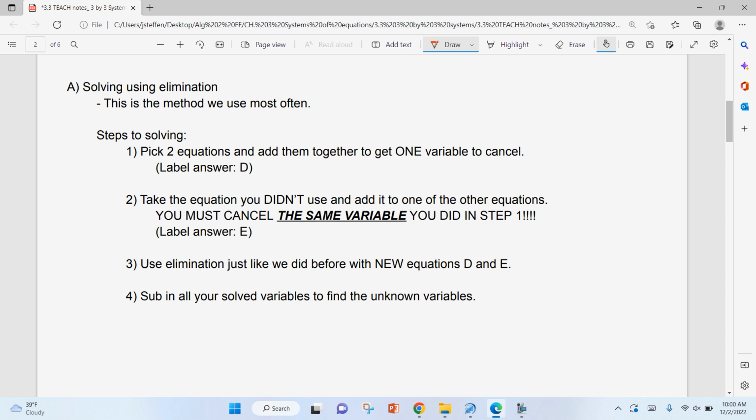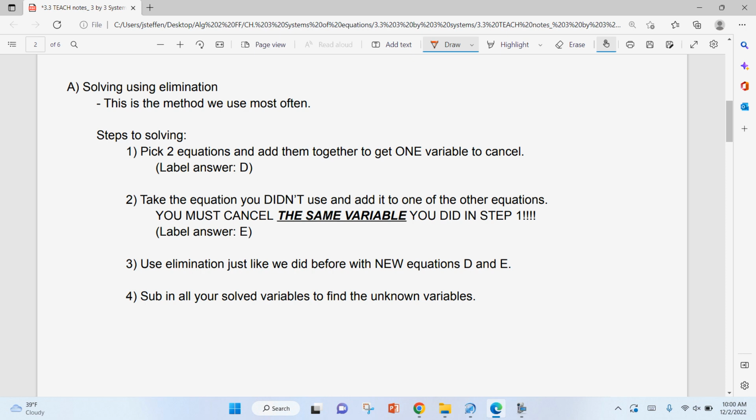Step 2 is really the big step. This is the one where a lot of people make a small mistake. First off, you need to make sure you use the equation that you didn't use. So you're going to do the same thing you did in step 1. You're going to do it over again. But since you started with 3 equations, you used 2 for step 1, you need to use the one you didn't use in step 2. The other equation you use, it doesn't matter. But you need to make sure you use the one you haven't used already. And you have to make sure you cancel the same variable as you did in step 1. That's a big deal.